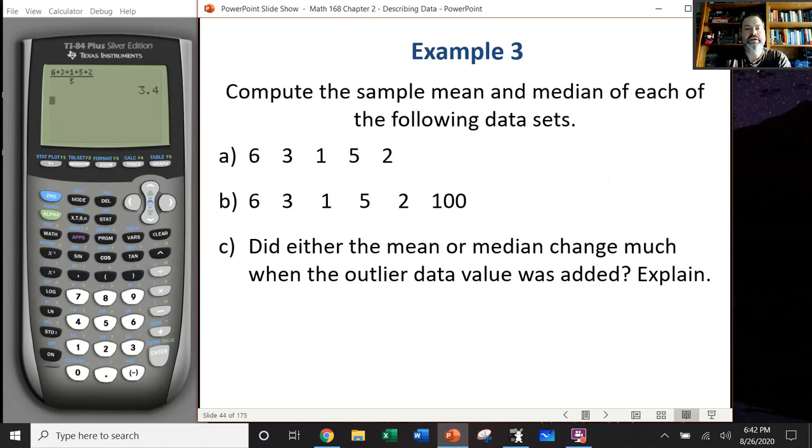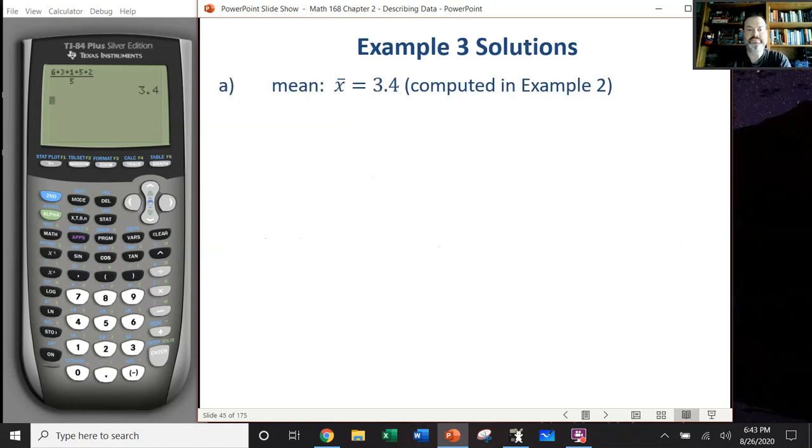Compute the sample mean and median of each of the following data sets. So these are both samples, right? In fact, part A here, we recognize that as the sample we just had in the previous problem. So if we're gonna compute the sample mean of this, we already did that, it's 3.4. Let's compute the sample median of this first data set. So in order to compute a median, I put the data values in order. 1, 2, 3, 5, 6. Then you just choose the middle number. In this case, it's 3. So the median is 3.